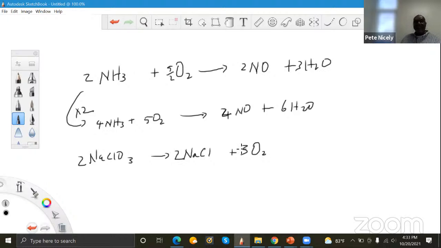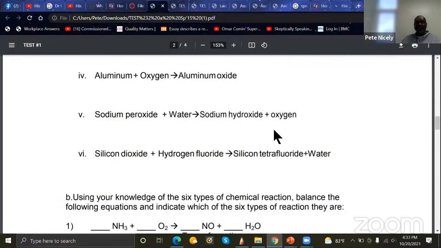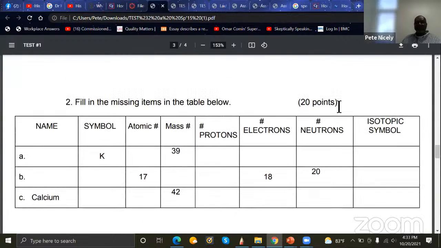In fact, I think what I have to do is bring up this question on the screen here because it's a table. And the question is asking for us to basically fill in the missing items, all right? So you'll notice that you have columns for different things. The first column is for the name. The second column is for the symbol. The third column is for the atomic number. Then we have the mass number. Then we have the number of protons, electrons, neutrons, and then the isotopic symbol, all right? So how shall we do this? Because I can't even write on this right here.